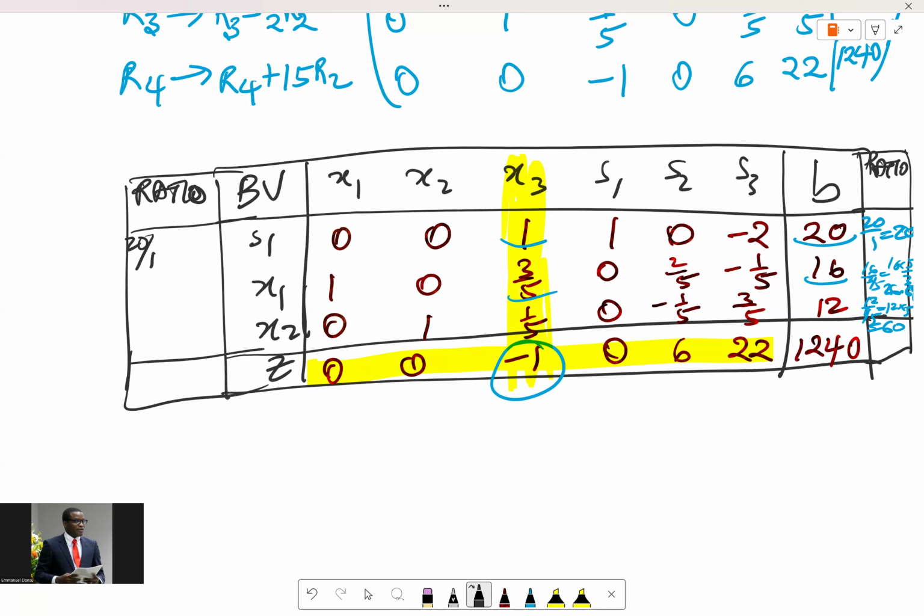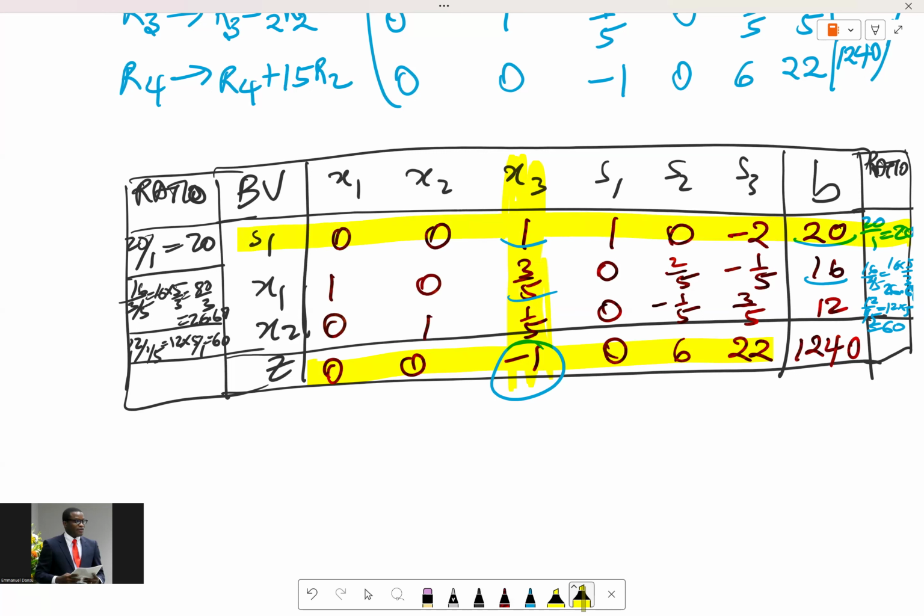20 divided by 1 is simply 20. Then the next one is 16 divided by 3 over 5. That is 16 times 5 over 3, that is 80 over 3, which is 26.67. Okay. Then lastly, we have 12 divided by 1 over 5. That is 12 times 5 over 1, that is simply 60. So you can see that the smallest one is that 20.